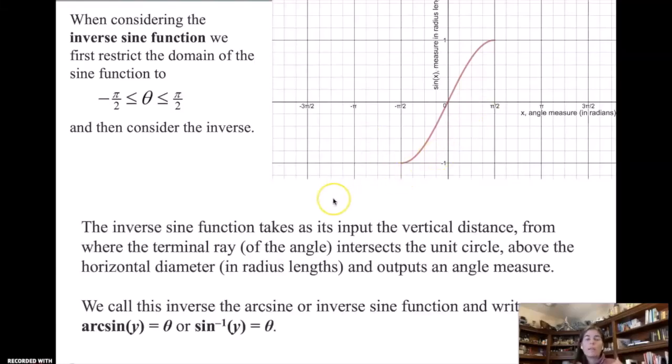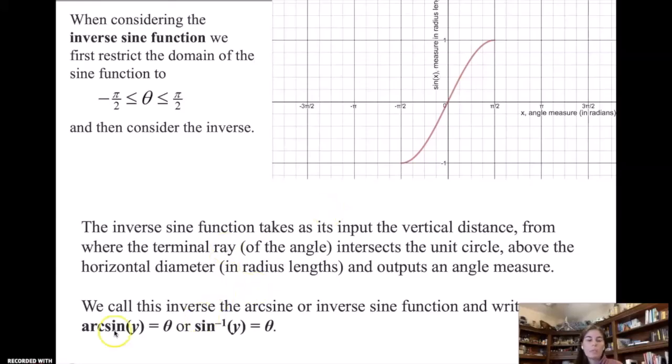Now the inverse will input the vertical distance and output the angle, but it's only going to output angles between -90 degrees and +90 degrees, or -π/2 to +π/2. Even if the angle you're looking for is outside of those values, the inverse can only output those values. So a lot of times we're going to have to use the symmetry of the circle and reference angles to help find the correct angles. So yes, the inverse works, but it's kind of limiting, and we have to be aware of that anytime we use the inverse function.